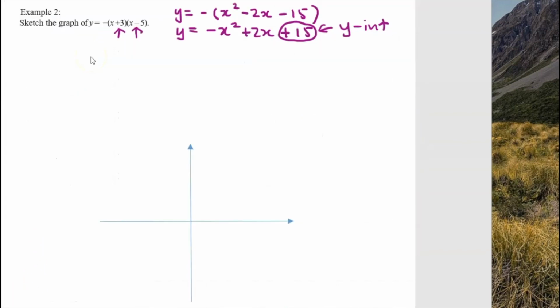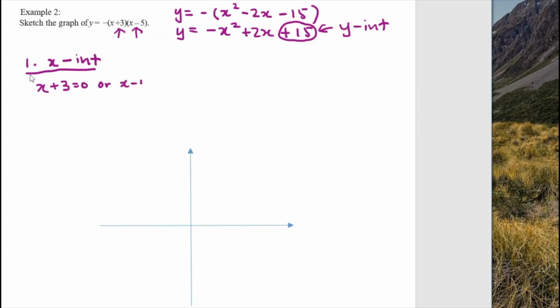And therefore, back to here, what we can do for our first step to find the x-intercept is to solve the linear factors, which is x plus 3 equals 0 or x minus 5 equals 0, and we will get x equals negative 3 or x equals 5. So right now, once you get this, you can directly label onto your graph.